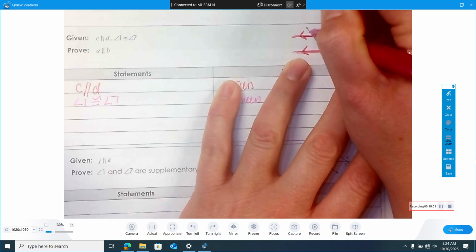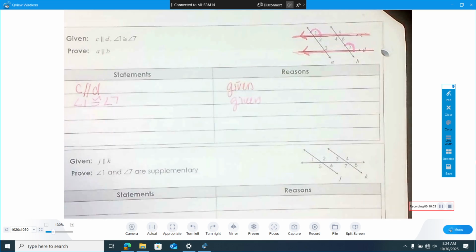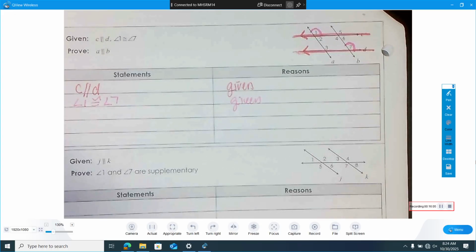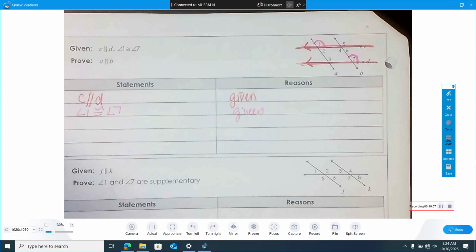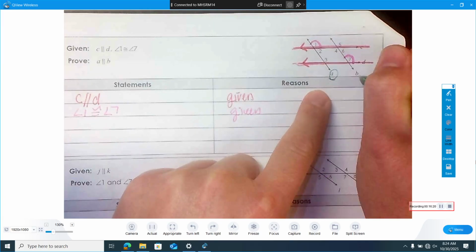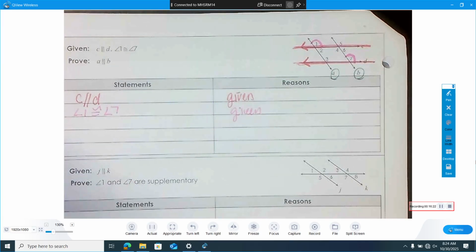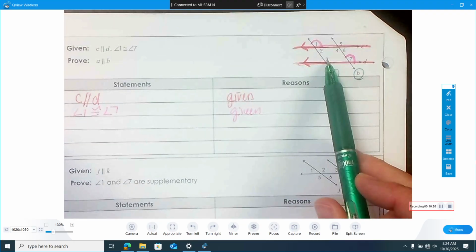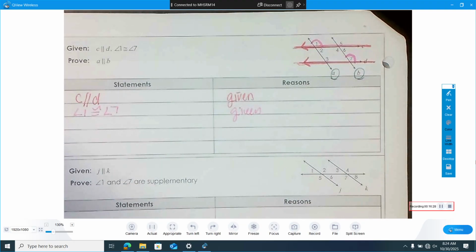Angle 1 is congruent to angle 7. I know it for sure, so I'm going to mark my picture. Angle 1 is congruent to angle 7. So here, this is kind of interesting. They're giving me this information. Is there a relationship between 1 and 7? No, they're not connected by a transversal. We're going to have to make the connection somehow. We're trying to prove that A is parallel to B. So I'm trying to get some parallel lines, so I need to make a connection to show that those lines are parallel. Let's use those red parallel lines.